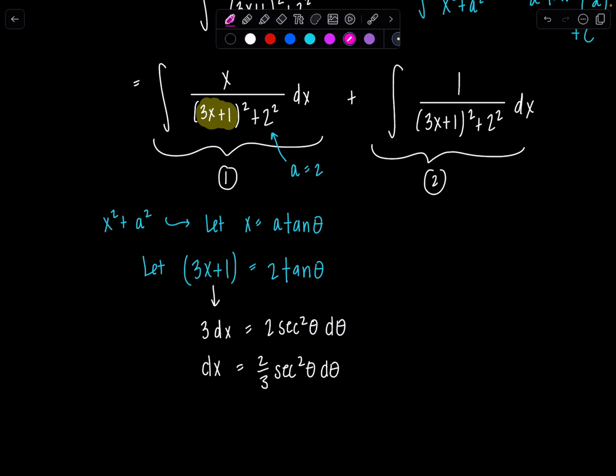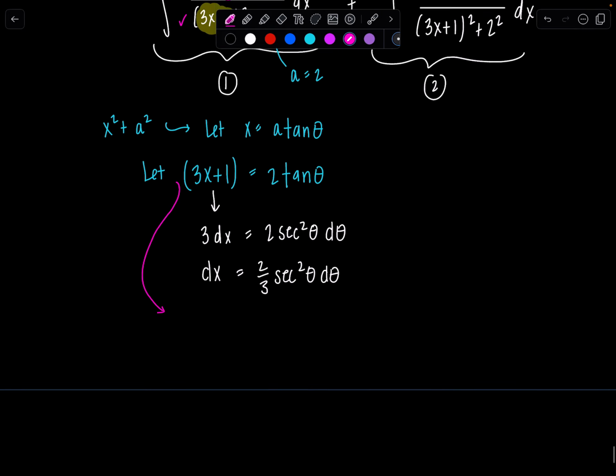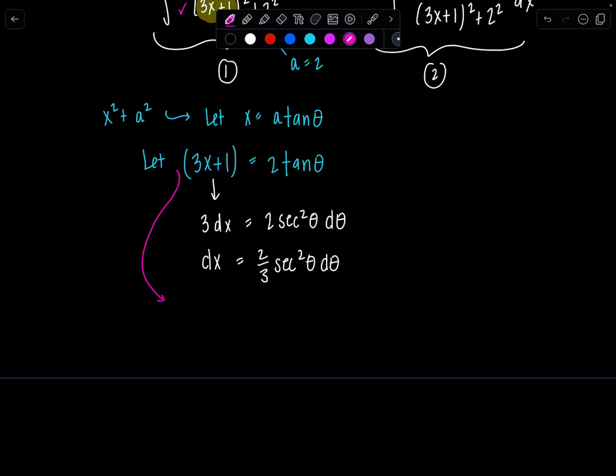So if I get dx by itself, I have 2/3 secant squared theta d theta. All right, so going through, I've taken care of dx. I know how to write it in terms of theta. The denominator's taken care of, but what about this lonely little x up top? I want to rewrite it in terms of theta. So you're going to come back to where you let 3x plus 1 equal 2 tan theta, and you're going to solve for x. So 3x plus 1, well, let me move the 1 over. Let me get the ball rolling. So 3x equals 2 tan theta minus 1.